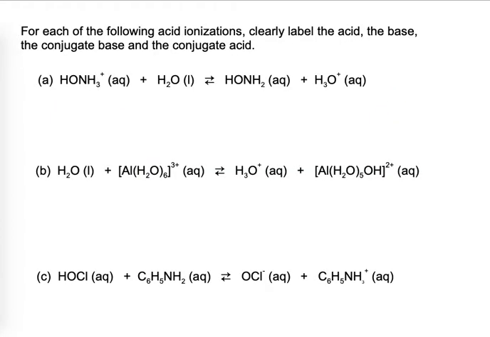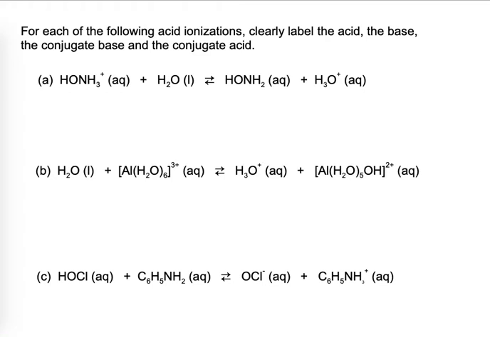So for each of these ionization reactions, label the acid, the base, the conjugate base, and the conjugate acid. So your job is to look at the formulas of the reactants and products and figure out who's giving away H+, who's accepting H+, and label them from there. So if you'd like to pause the video for a minute and complete these, go right ahead.